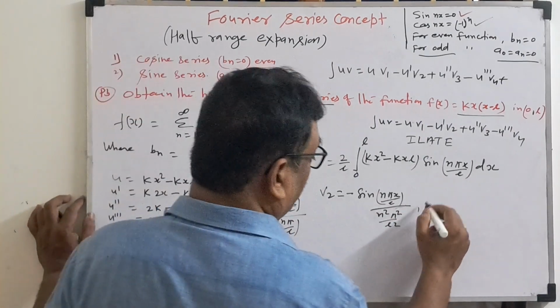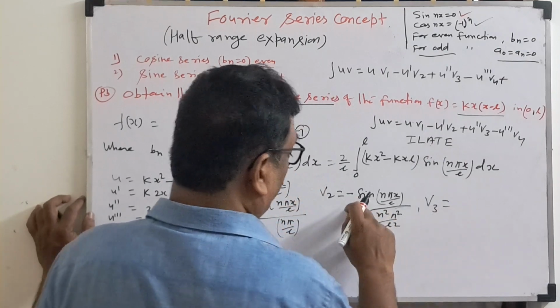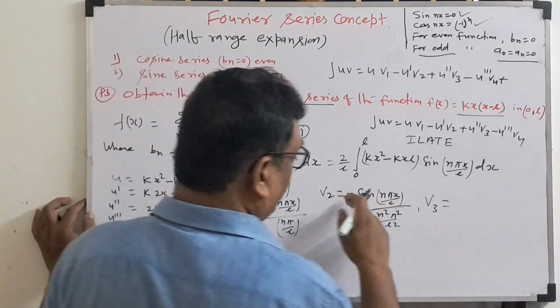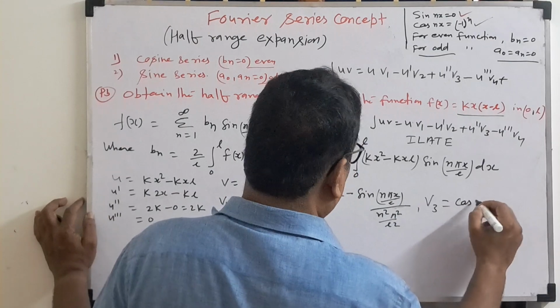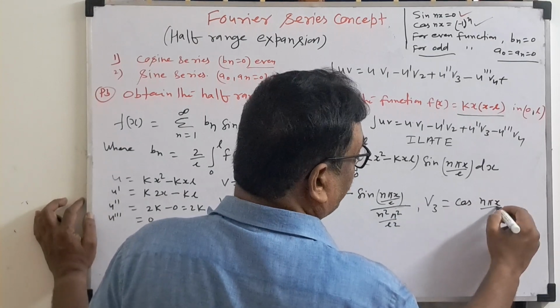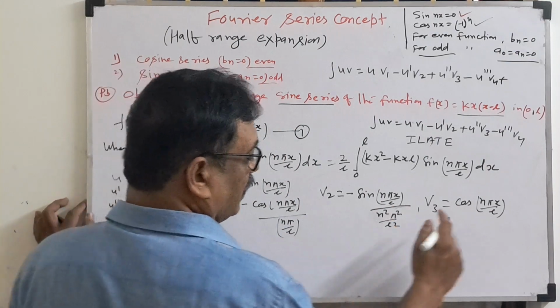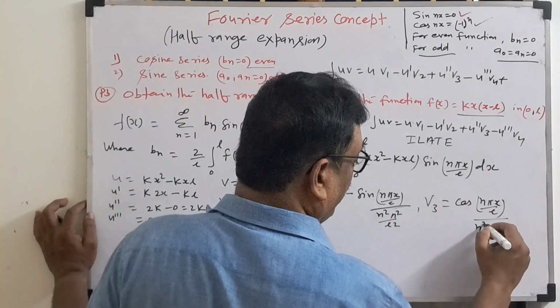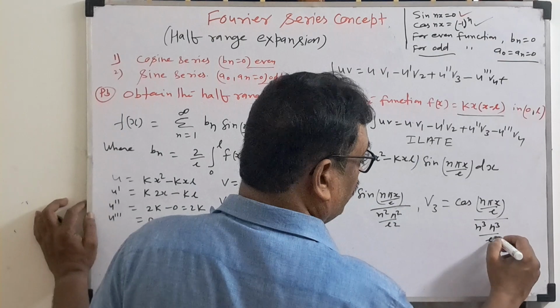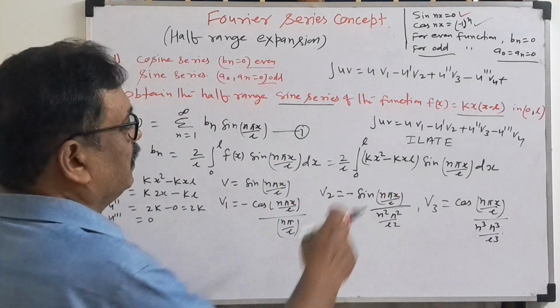If you go to v3, sine minus cos, and one more sine is there. So plus cos n pi x by L. Then already 2 is there, 2 square is there. Now it will come triple dash: n cube, pi cube, L cube. This will substitute in this format.